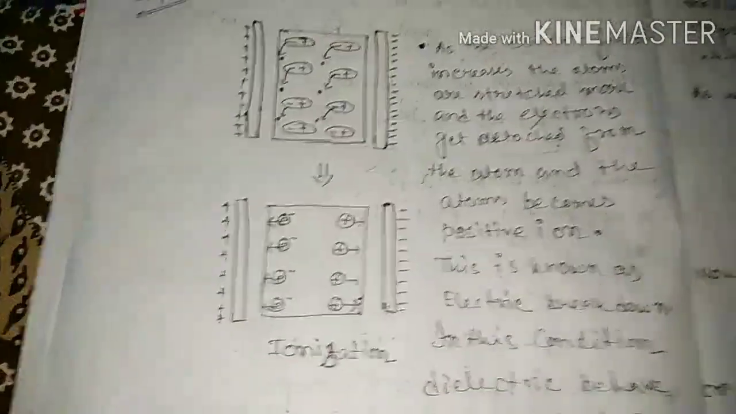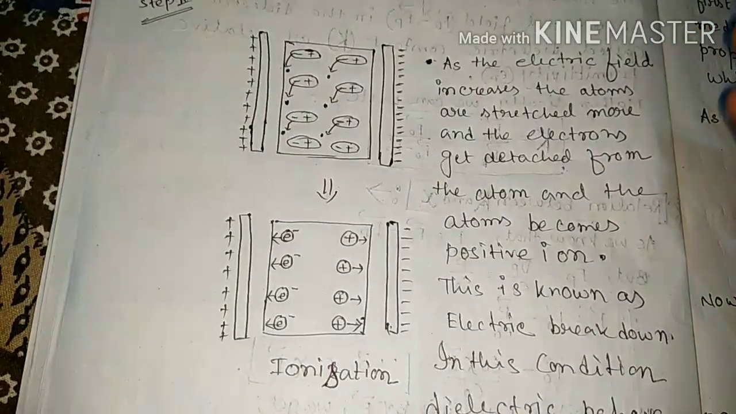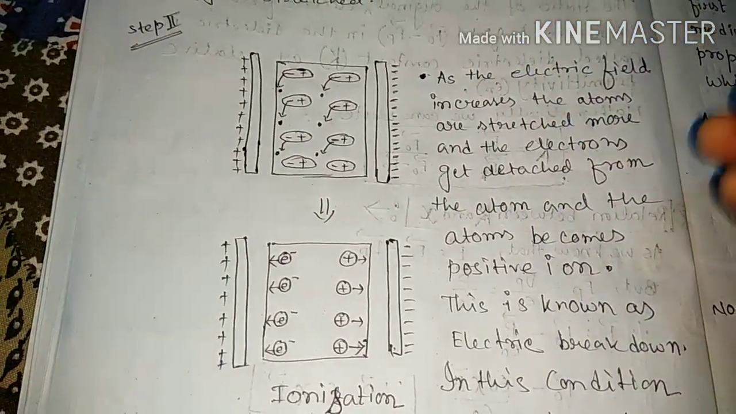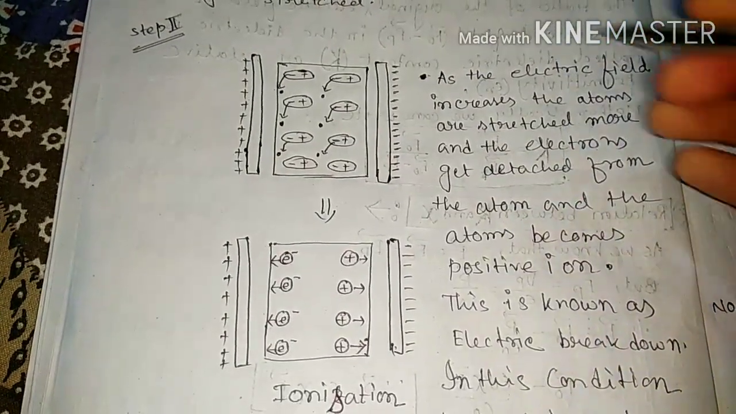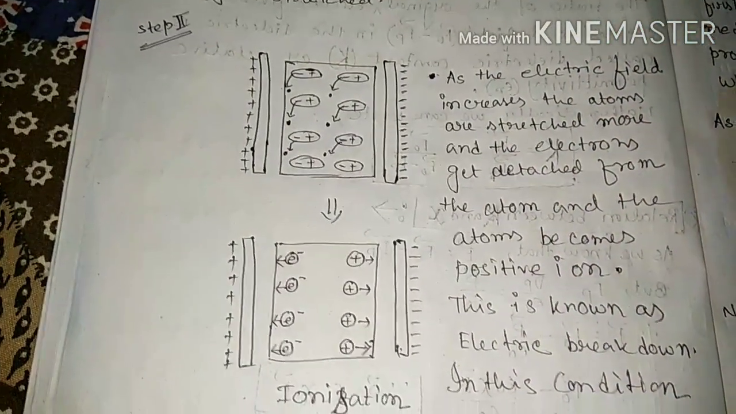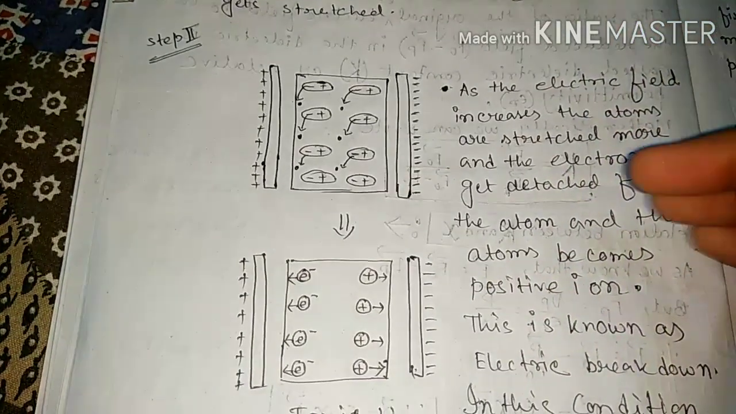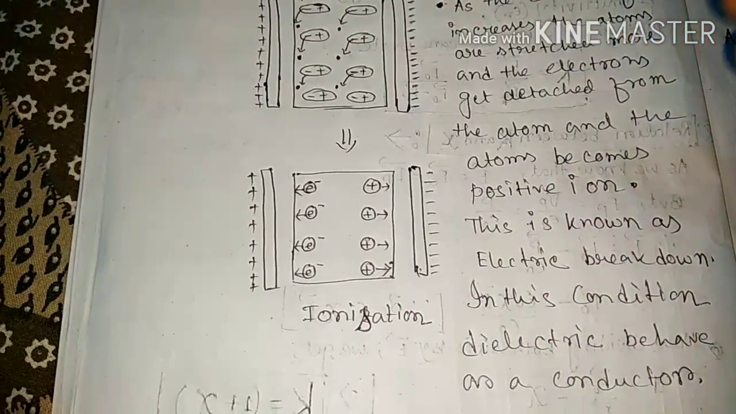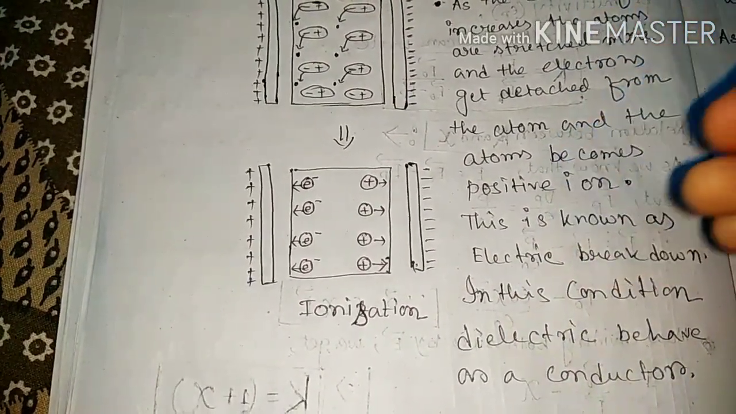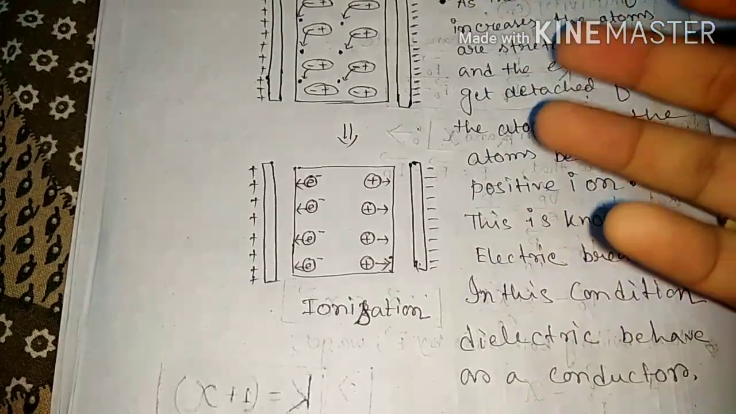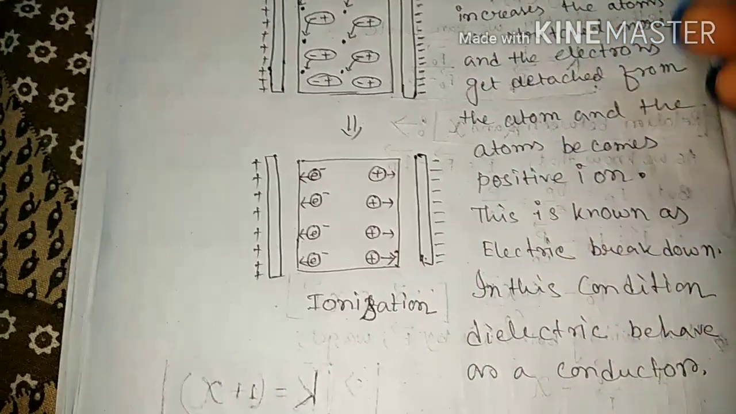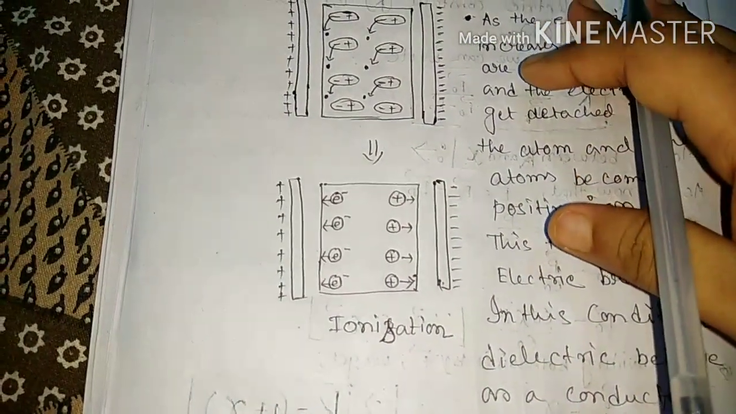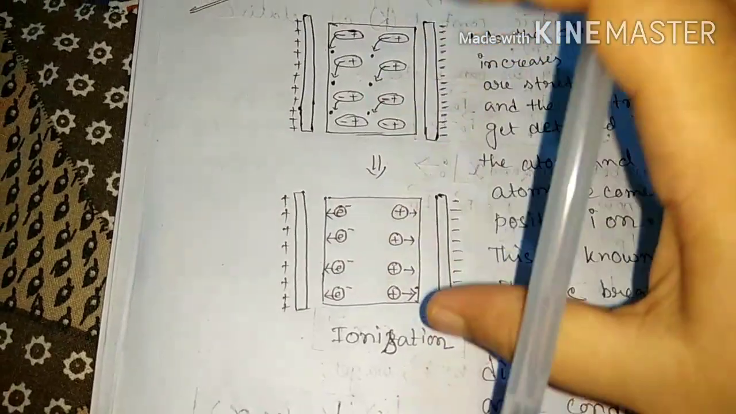Electric breakdown: as the electric field increases, the atoms are stretched more and more, the electrons get detached from the atoms, and the atoms become positive ions. And this process, when the electrons detach from their atoms, is known as electric breakdown. Understood? Now this is the condition. In this condition, the dielectric behaves as a conductor because it has completely lost its insulating property. So this is called electric breakdown.